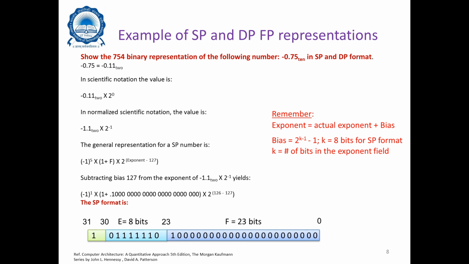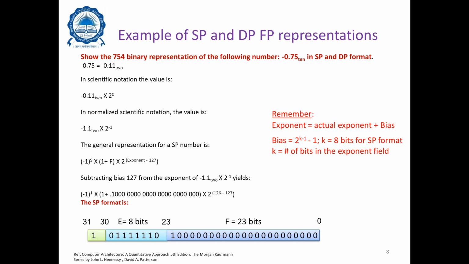Now let us try one example. Let's see how this is actually done for some real numbers. So say I want to represent a number which is minus 0.75 in decimal, in single precision and double precision format as per IEEE 754 binary representation.